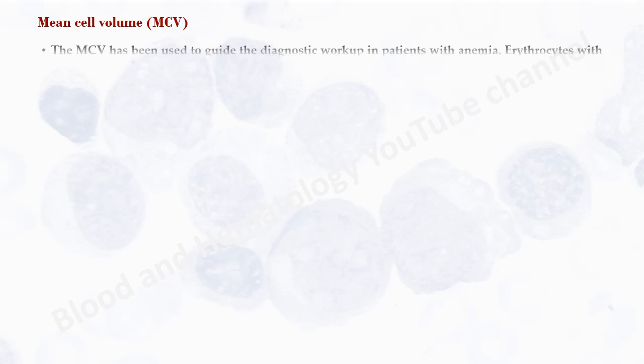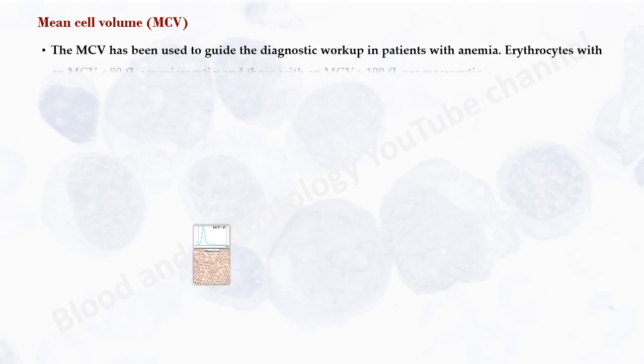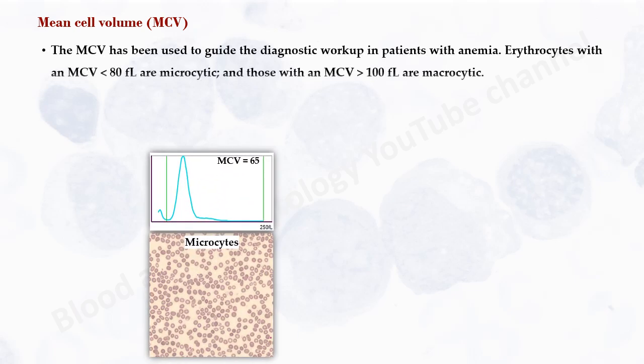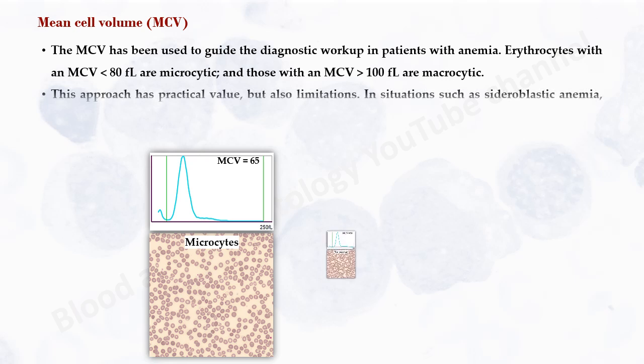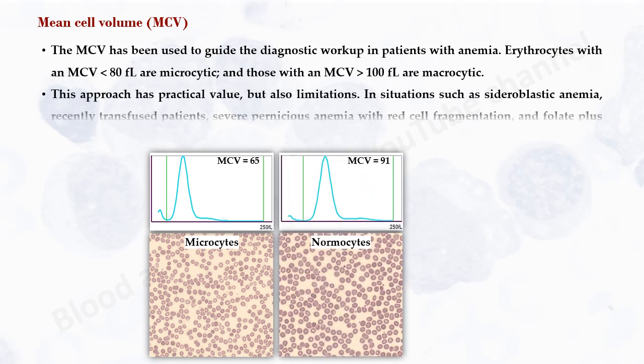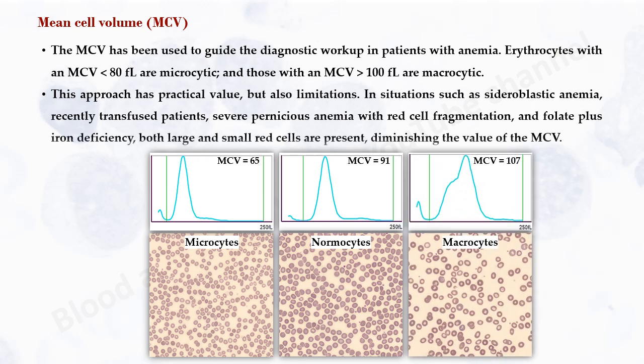The MCV has been used to guide the diagnostic workup in patients with anemia. Erythrocytes with an MCV of less than 80 femtoliters are microcytic, and those with an MCV of more than 100 femtoliters are macrocytic. This approach has practical value, but also limitations. In situations such as sideroblastic anemia, recently transfused patients, severe pernicious anemia with red cell fragmentation, and folate plus iron deficiency, both large and small red cells are present, diminishing the value of the MCV.